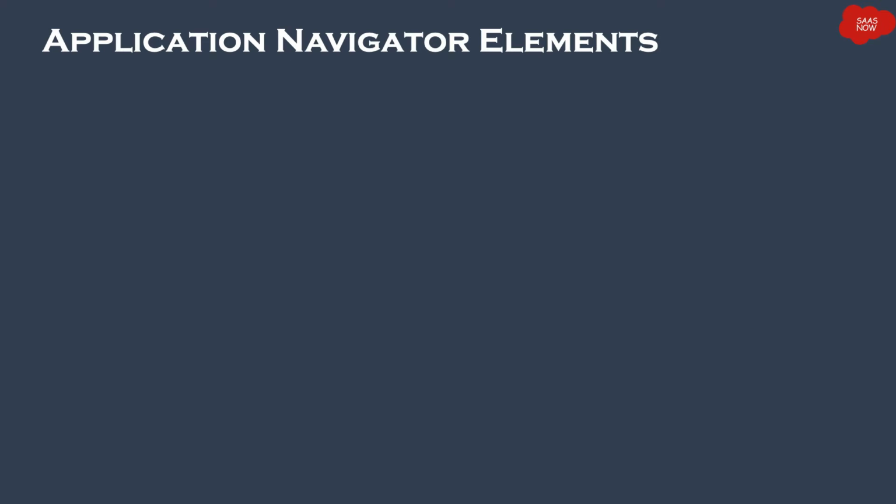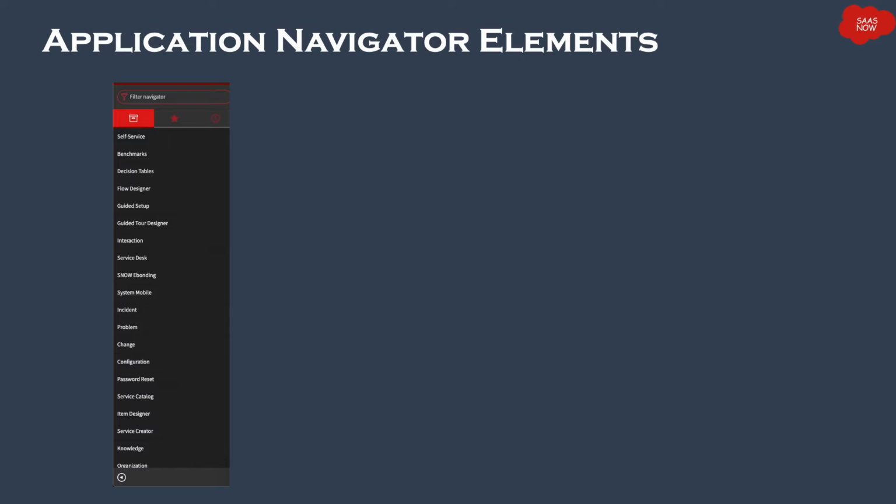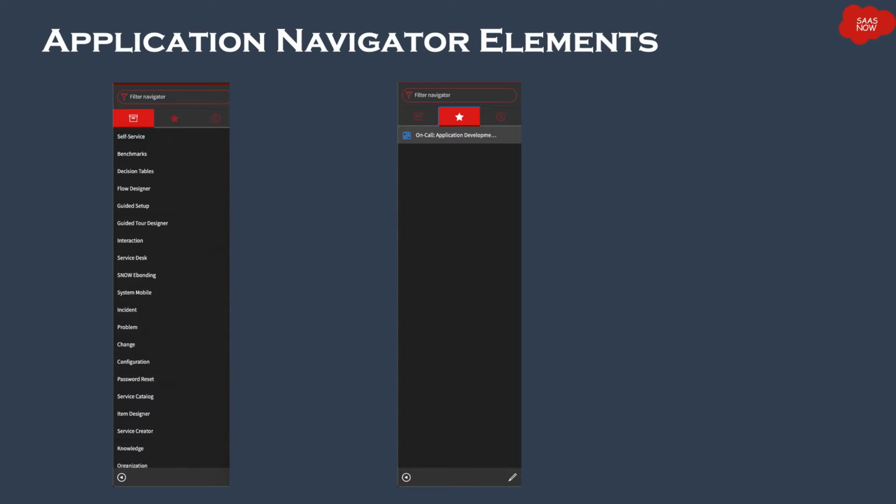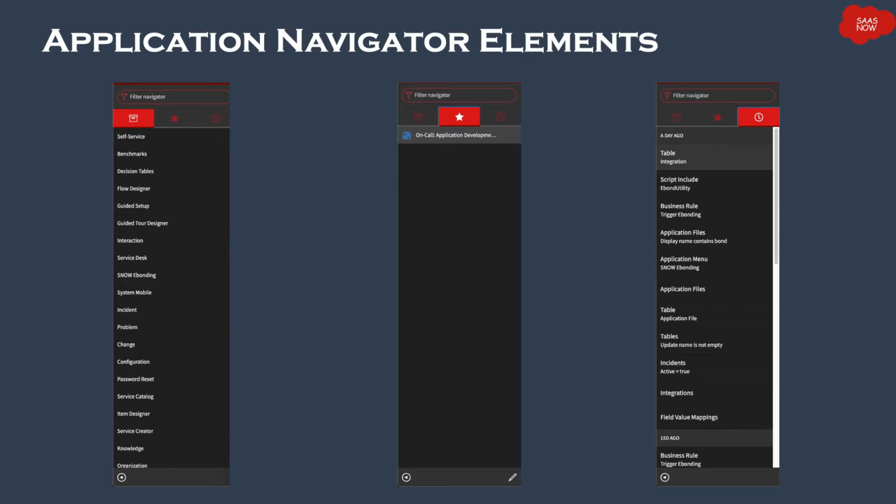Application Navigator Elements. Application Navigator has also 3 different elements. First is All Applications tab, where you can navigate all applications available to the user as per the access. Then we have Favorites tab, which shows all the applications and modules marked as favorite via star button beside the applications and modules. And last we have History tab, which shows the items which we have recently visited.